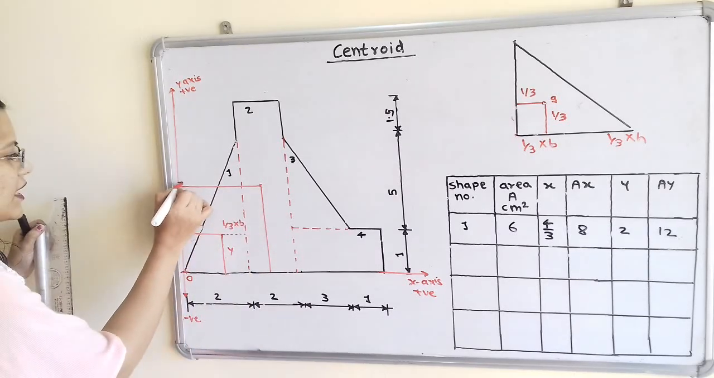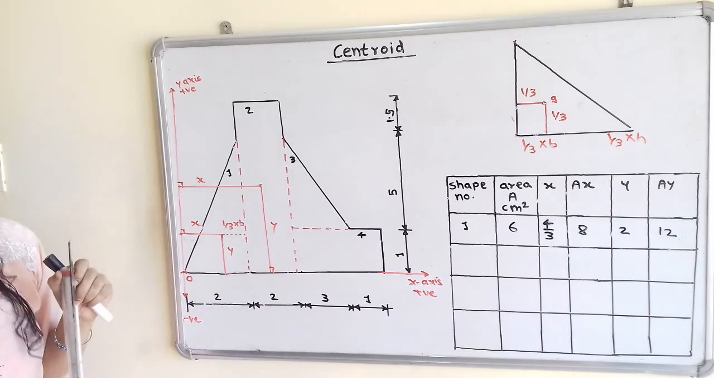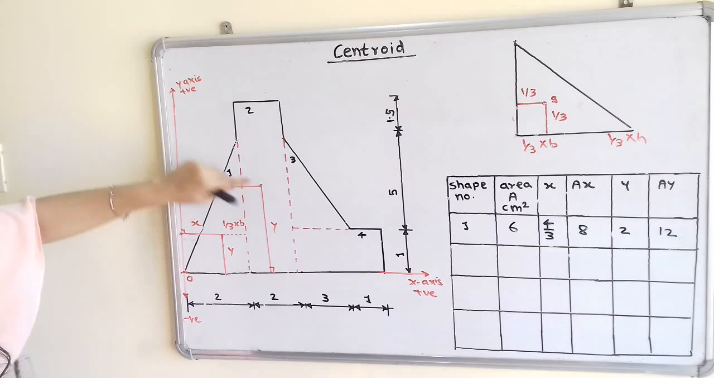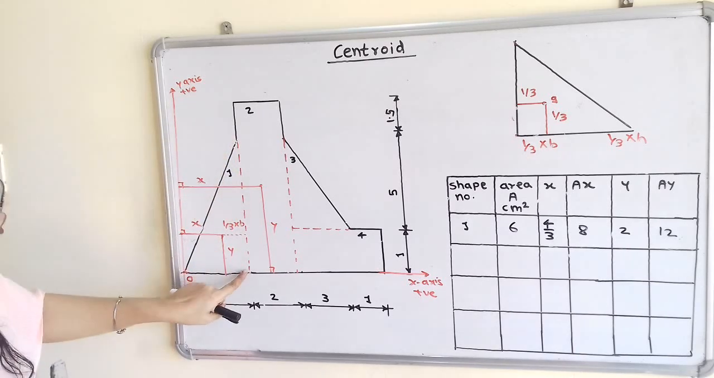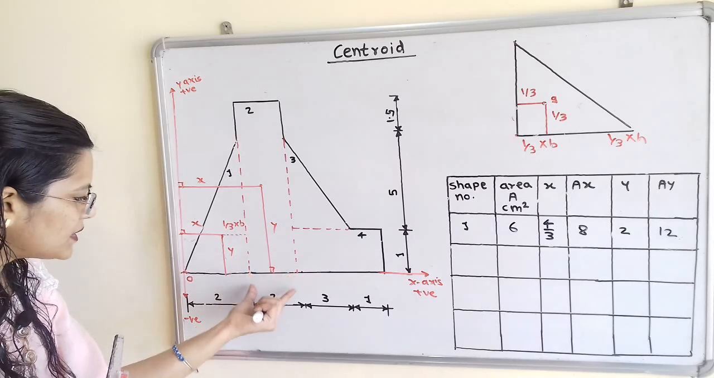This horizontal line is known as value of x. This vertical line is known as value of y. So how to find out this x? Now this is the center point of this total length or width of this rectangle.